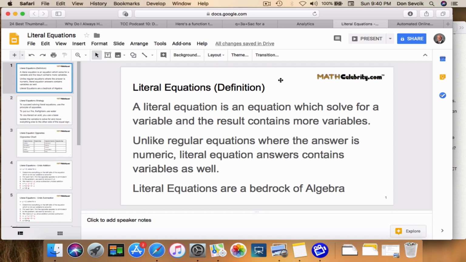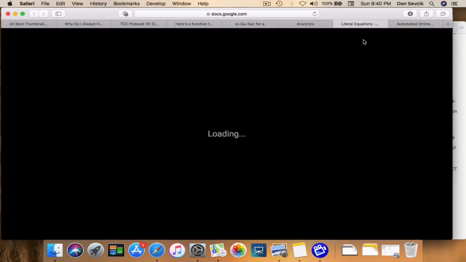And it's important to note literal equations are a bedrock of algebra. So any algebra tests you take, any placement exams involving algebra, literal equations will creep up in the exam all the time. So it's important that you understand the fundamentals behind them. So if you're ready to learn more, let's get started.